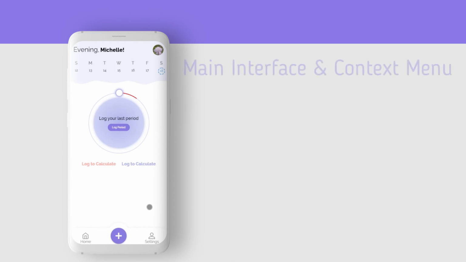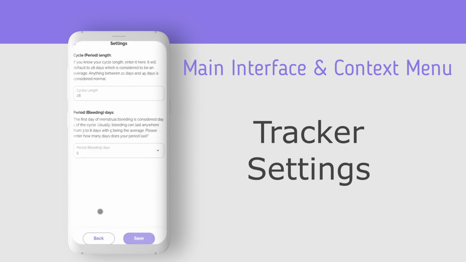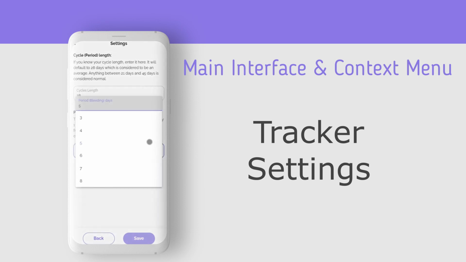One of the first things you should do when using any tracker for the first time is to check the settings for the tracker. Click on the context menu at the bottom, and then the settings option. There are two settings that you can change here. The first is the cycle length, and the default value is 28 days. The next setting is the period days, and the default value here is 5 days.